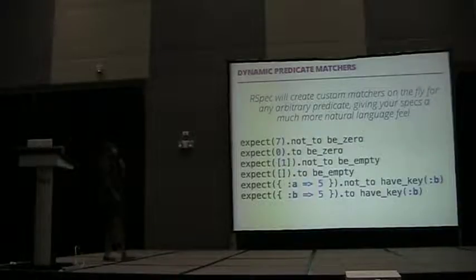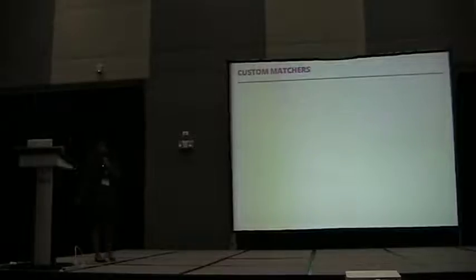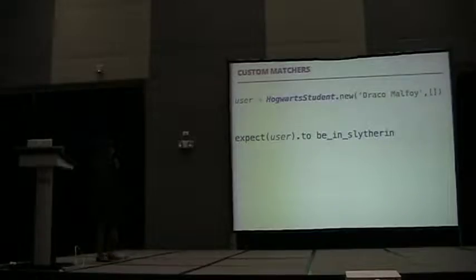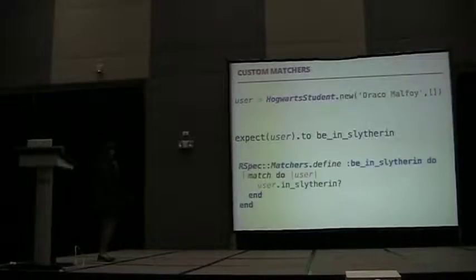But that's not all. It also lets you write custom matchers. So say we have the same user and I'm trying to test if the user is in Slytherin. I could write a matcher that is defined in this manner. So I can say it's an RSpec matcher that is be_in_slytherin, and it internally calls the predicate method in_slytherin? on the user class. So yeah, thanks to Ruby, that's something you can do as well.